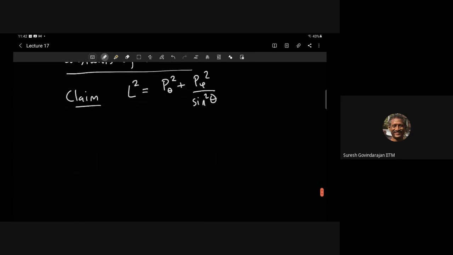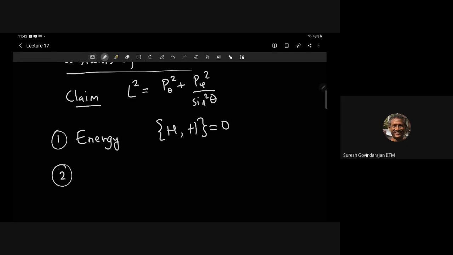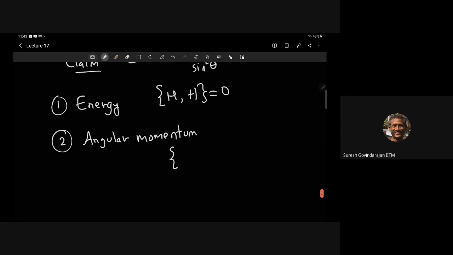Okay, so now we want to work out constants of motion. The first one is energy. Obviously, H with H has to be 0. The second one is angular momentum. What does that mean? H with all the components of angular momentum is 0.